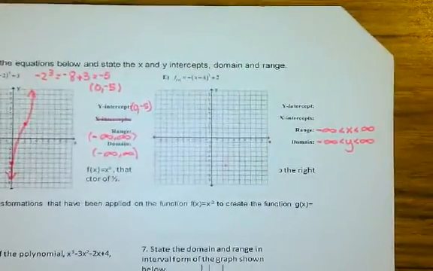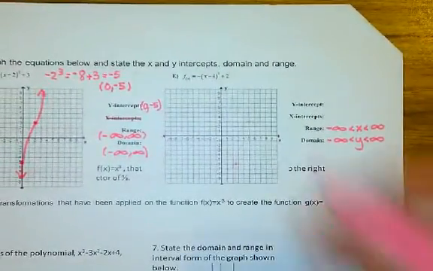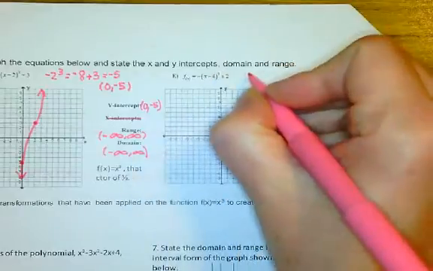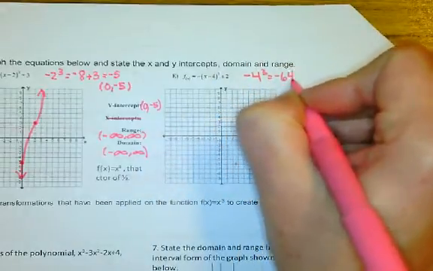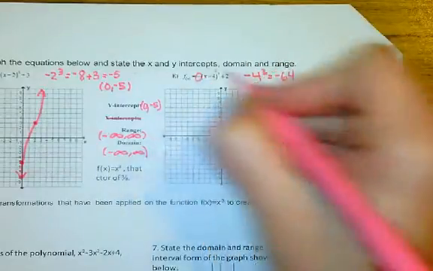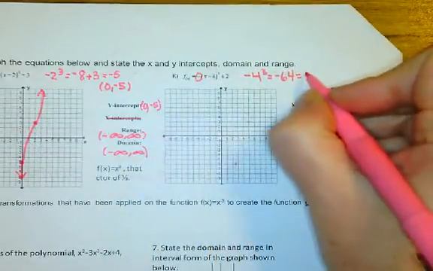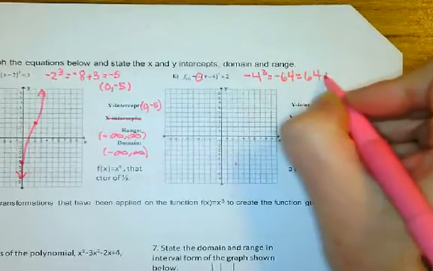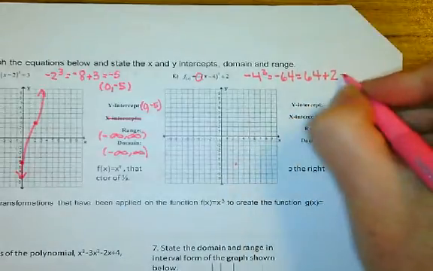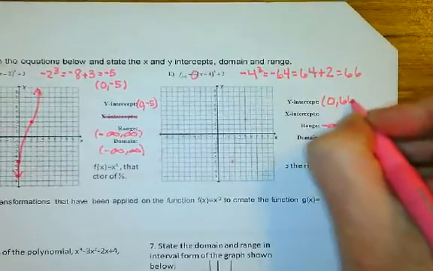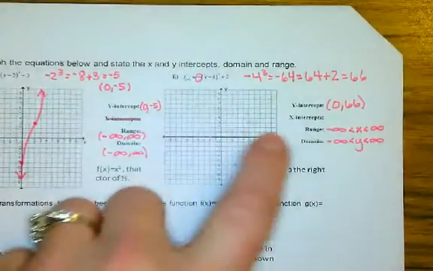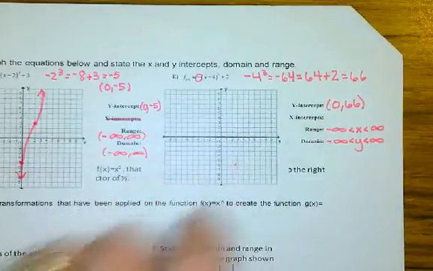Okay, on this one here, again, for that y-intercept, I'm going to do negative 4 cubed. That gives me negative 64. Now again, because of this negative, the negative 64 will actually turn into a positive 64, and then plus 2. So that gives me 66. So my y-intercept is 0, 66. I'm not going to be able to fit that on here just because it's so large.